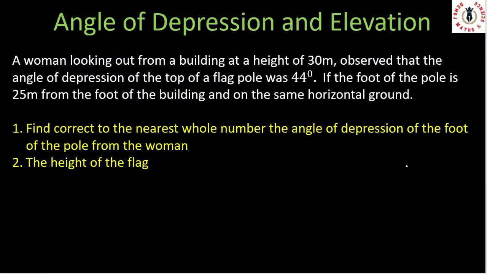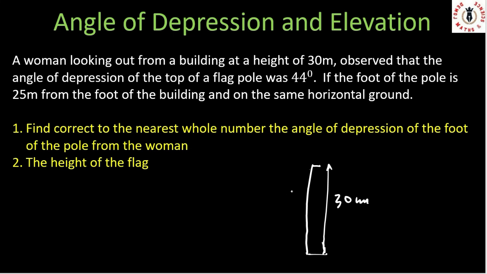Now, let's take the diagram. Here's the building. The woman is actually looking down from the top of this building at a height of 30 meters. That means the height of the building is 30 meters, and the woman is at the top of the building. She's looking down to observe the angle of depression.